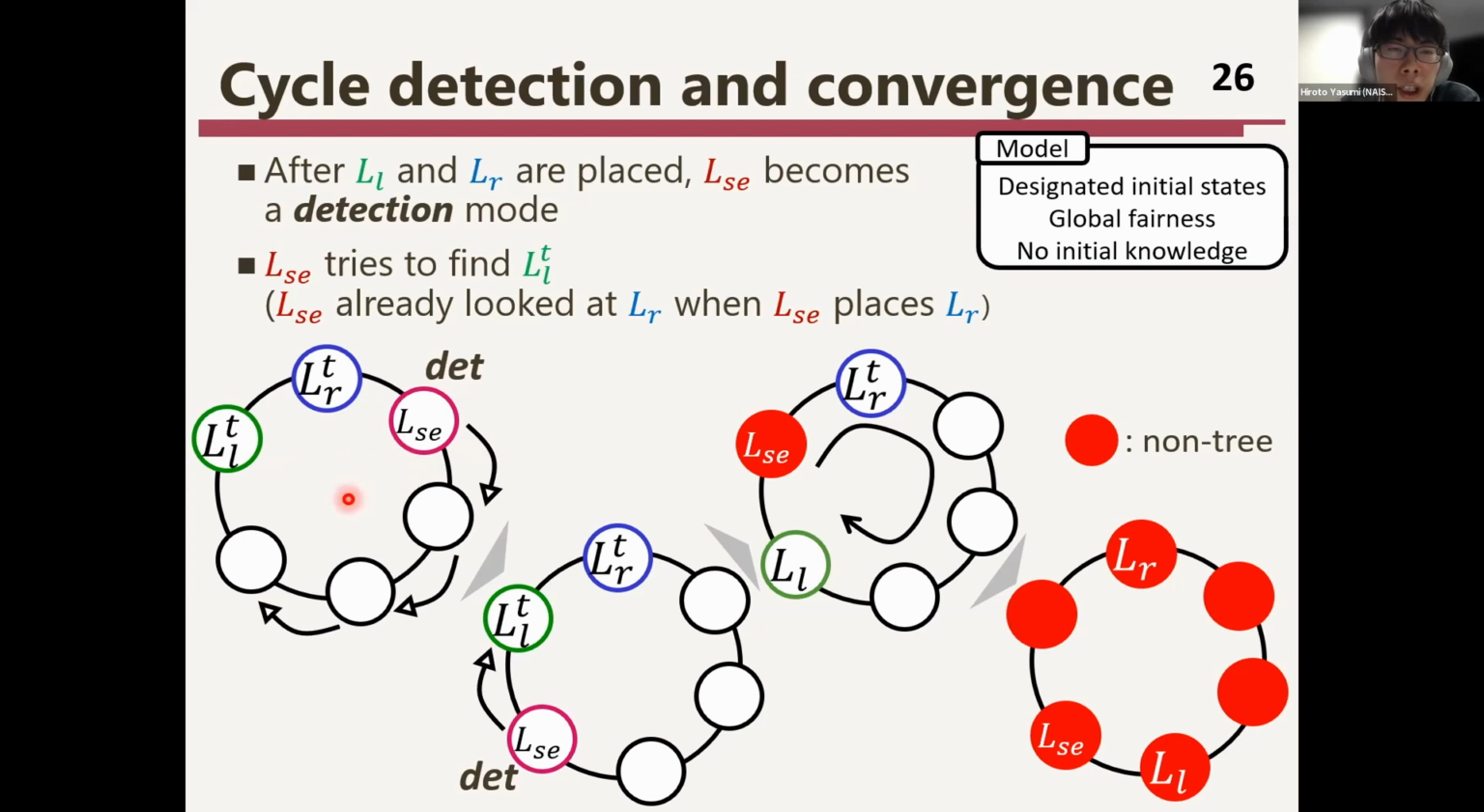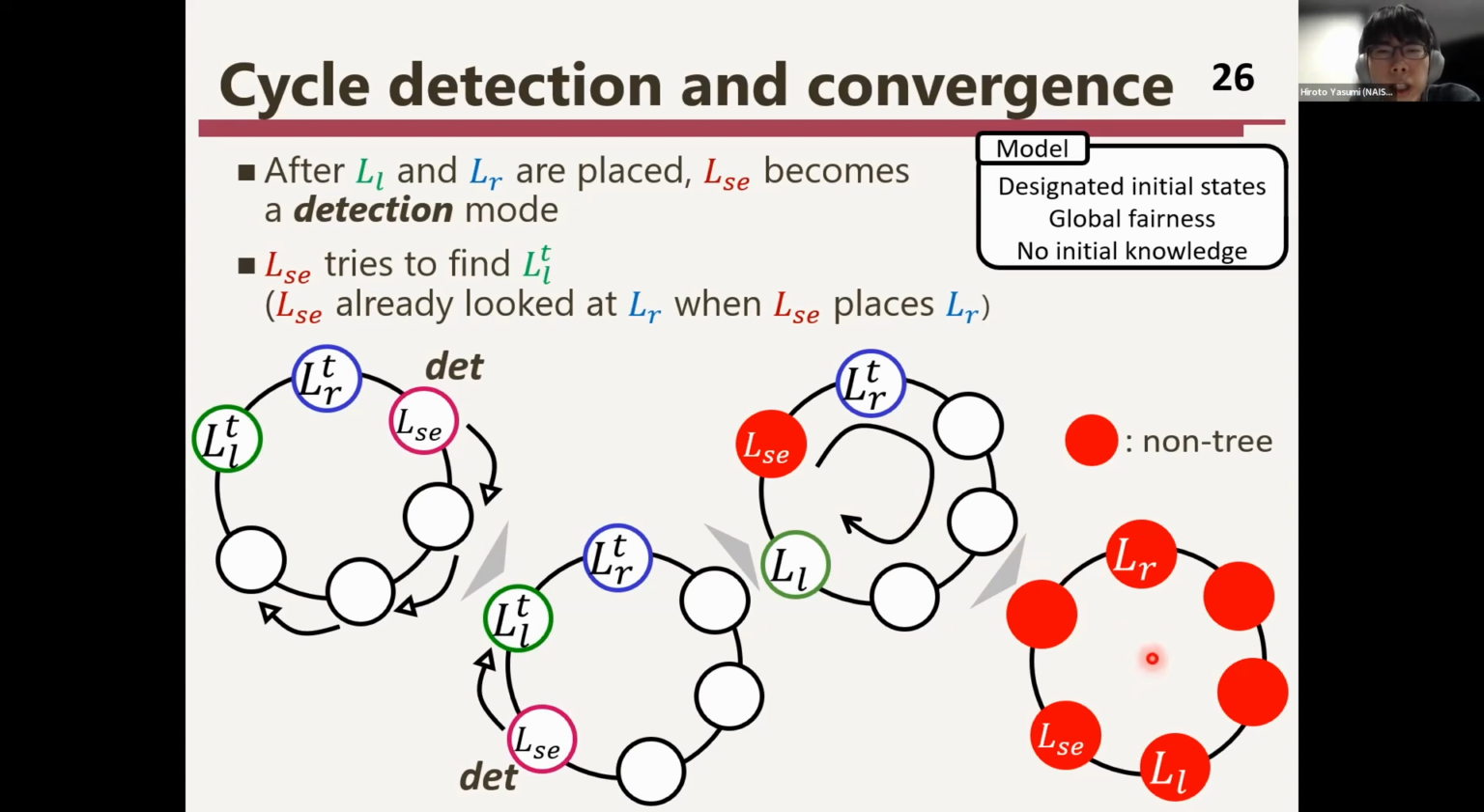This is an example of the cycle detection. The LSE token moves and eventually meets the LTL token. At that time, the LSE token can recognize that there is a cycle. So the LSE token decides that the given graph is non-tree. And then the LSE token conveys its decision to all agents like this.